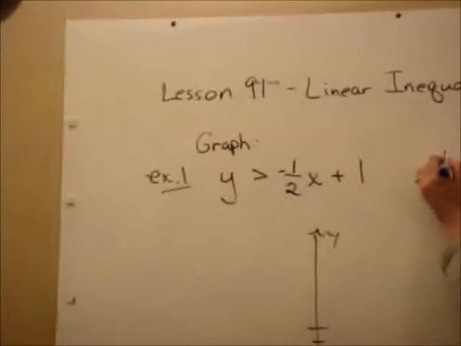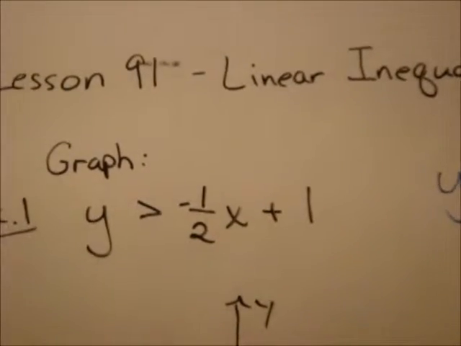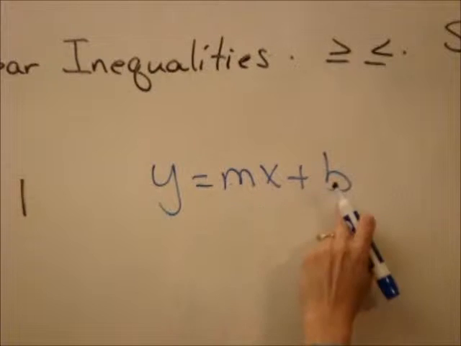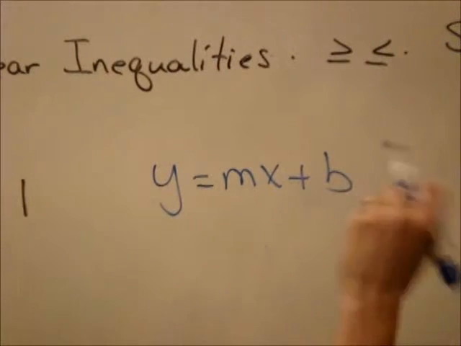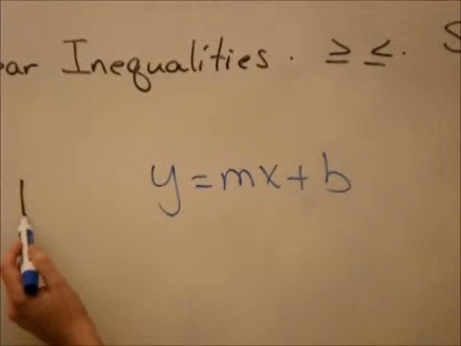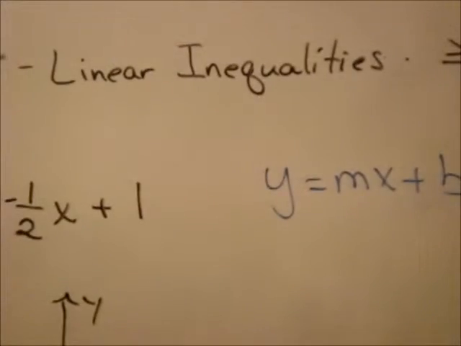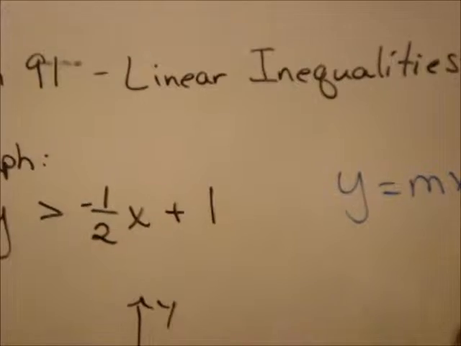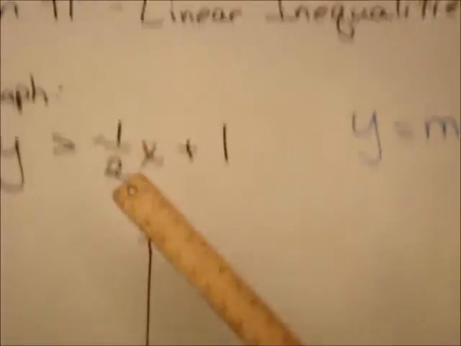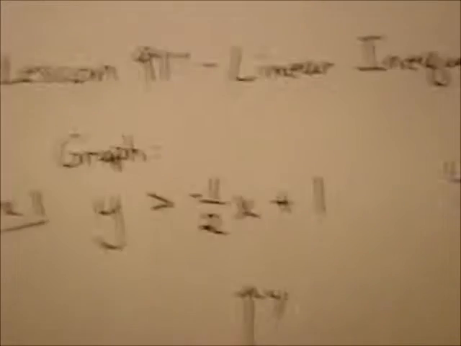Remember how we use the form y equals mx plus b, where b is the y-intercept, m is the slope. We start with b before m because b comes before m in the alphabet. So we look at our b. Our b is 1, our y-intercept's 1, so we put a point on 1. Then we look at our slope. It's negative 1/2, which is your rise over your run.